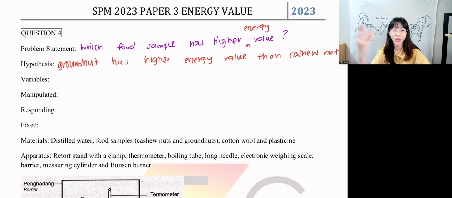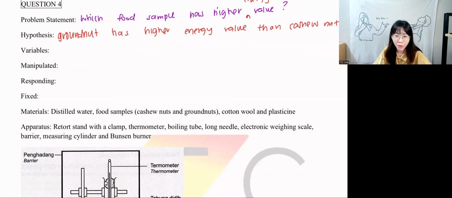How do we know the energy value, right? No need to mention dry bake, because there's no dry bake in this experiment. Dry bake is another experiment. Later we don't do dry bake. Right now we do two nuts first, because they say it's bread and groundnut.